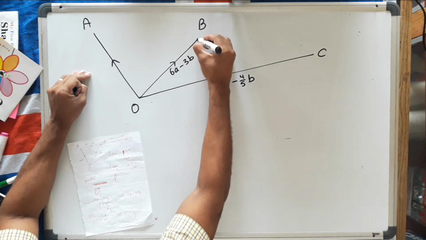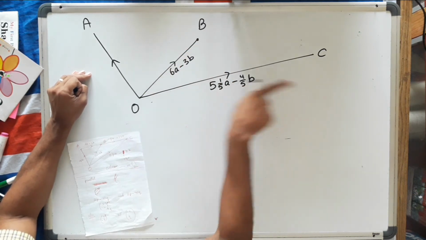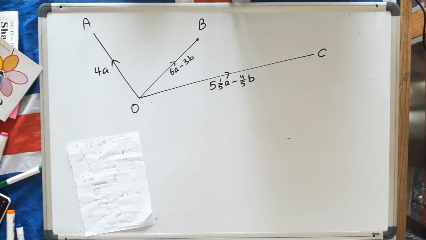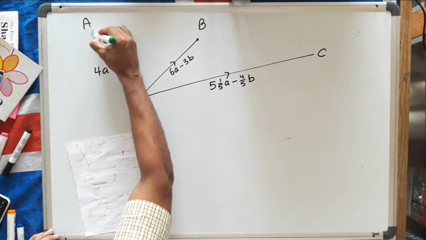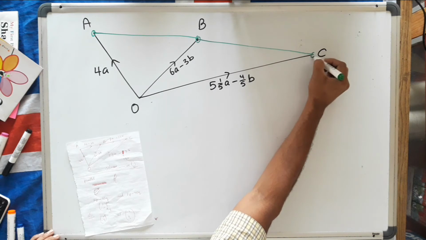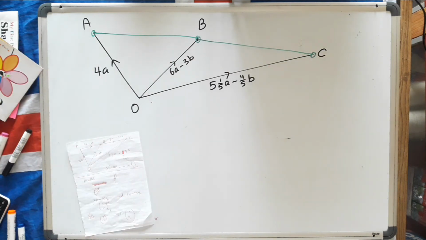Right? Notice I have my arrows, this going this way, that going this way, and I have 4A here. I want you to prove that these 3 points, A, B, and C, the green line, I want you to prove those 3 points are collinear, that they form a perfect straight line. How do you go about that?